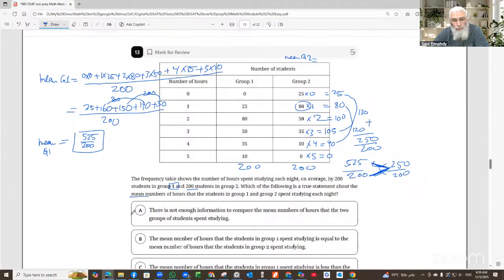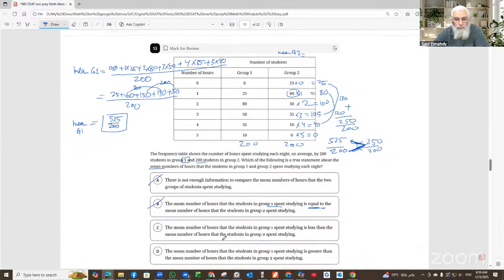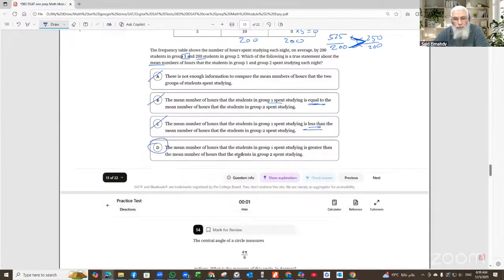So there is not enough information? The mean number of hours that the students in group 1 is equal to, no, it is not equal. The mean of group 1 is less than, no. So D is the correct answer. The mean number of hours that students in group 1 spent studying is greater than, this is correct.